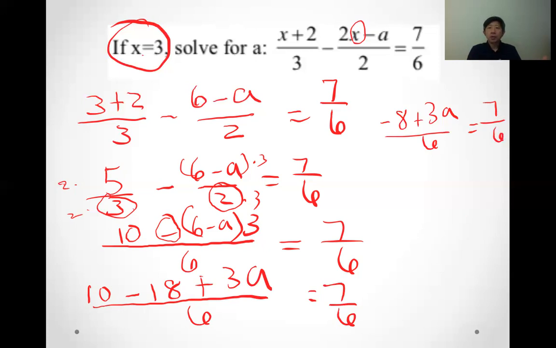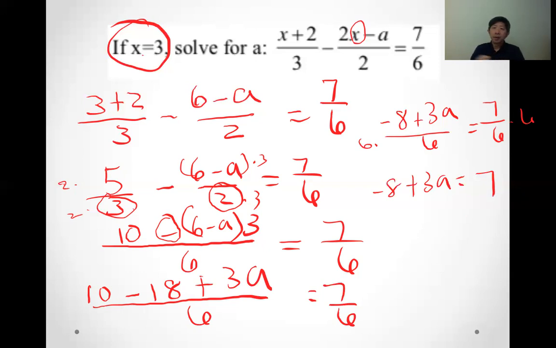Times 6 for the left-hand side and times 6 for the right-hand side, right? And then we can get rid of the 6, right? Times 6 for both. Get rid of 6. So negative 8 plus 3a is equal to 7, right?